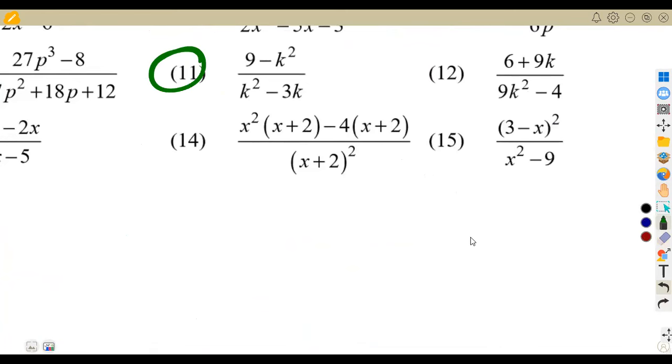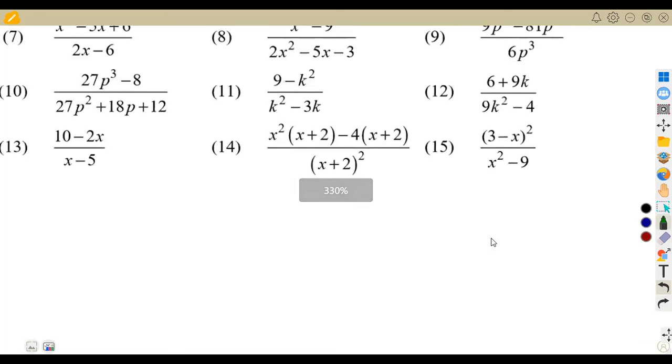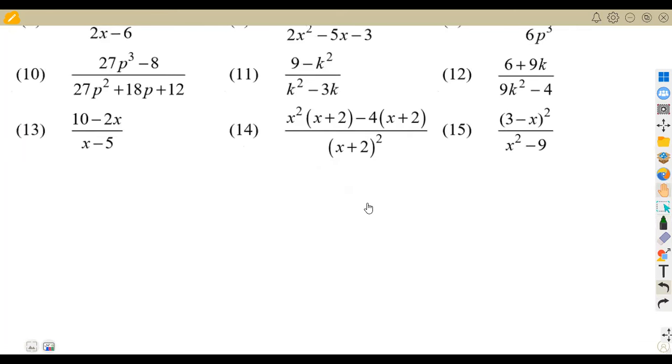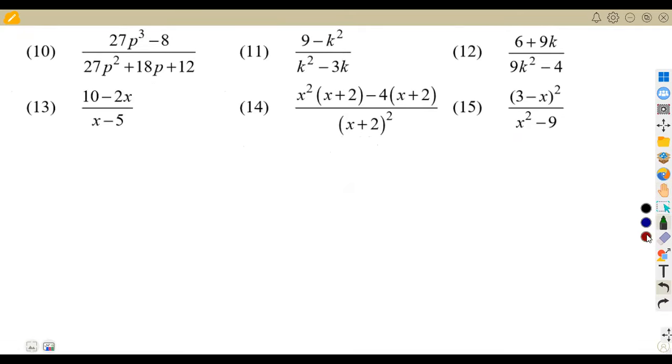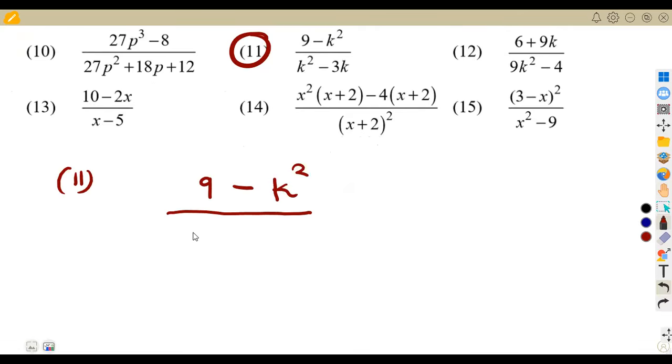Difference of two squares. Okay, let's do this one together because there's a confusion there. I'm seeing that you can have a confusion, but let's talk about this so that we avoid this confusion totally. On number 11, we are given 9 minus k squared. Please be very careful on this.